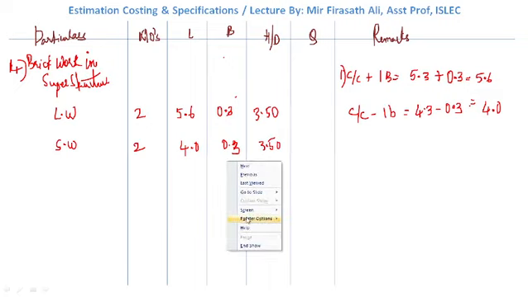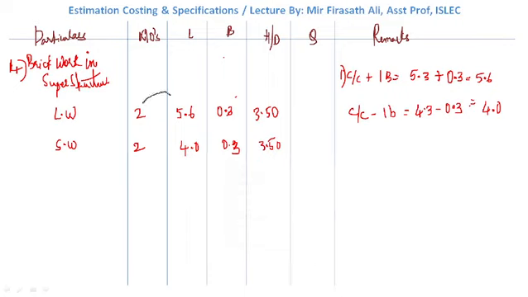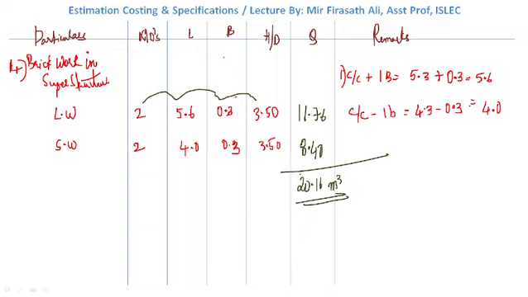Now we need to calculate the value. Multiply all this, 2 into 2.56 into 0.3 into 3.50. We get 11.76 for the long wall and 8.40 for the short wall. If we add these, the total is 20.16 meter cube. This is the quantity of brickwork in superstructure.